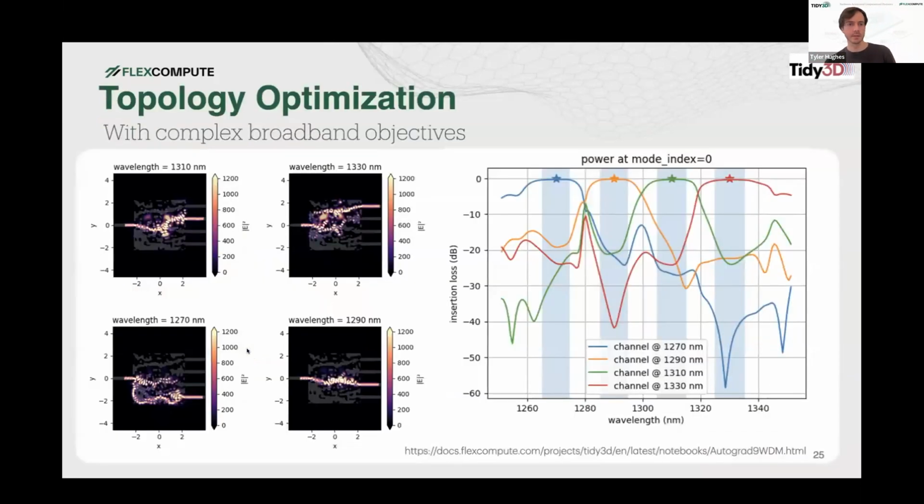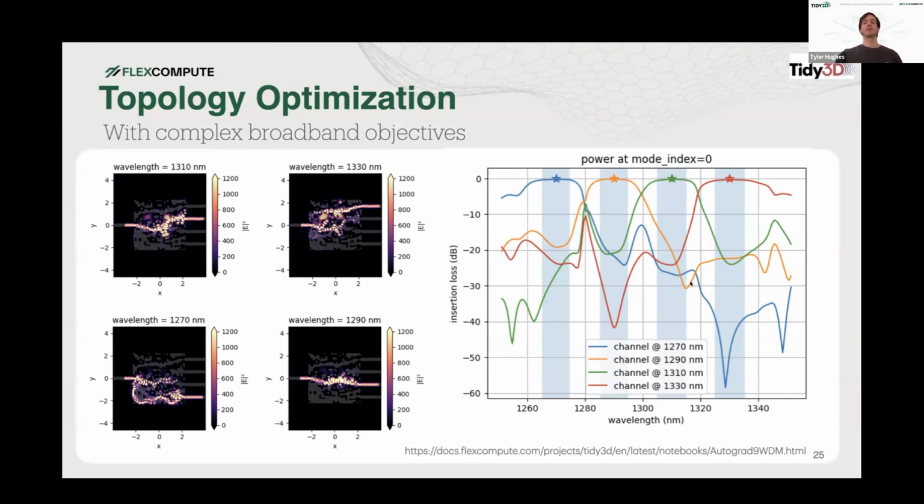We have other topology optimization examples. This is a slightly more complex one. This is showing off the broadband objective idea as well. So this is a wavelength division demultiplexer. The idea of this device is, for those who aren't familiar, if I send light in the input port, I basically want light of different wavelengths to come out at different output ports. And you can see, in fact, all of these different wavelengths do couple to the proper output ports.